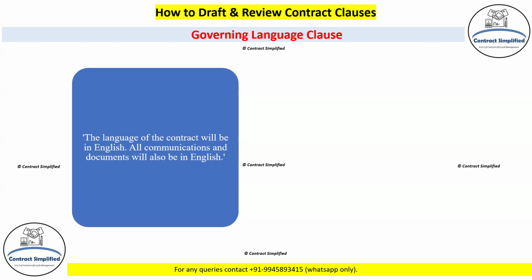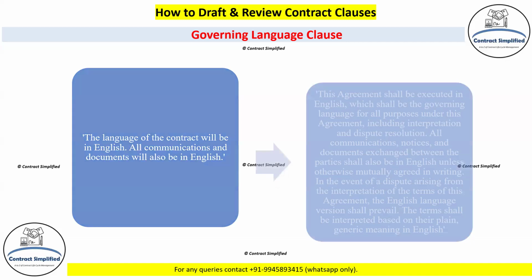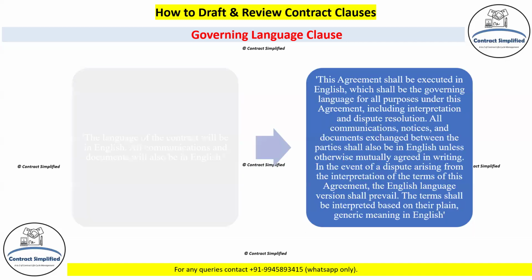Firstly, this clause only mentions the contract will be in English, but doesn't specify the official language for interpretation in case of dispute. What happens if there is an issue with how a term is understood? Also, there is no reference to the local or official language of the party's jurisdiction, which could be important depending on the location of the agreement. So now, here's how we can improve it.